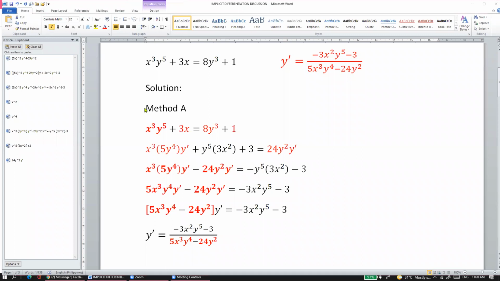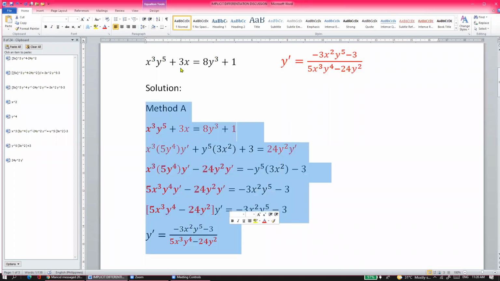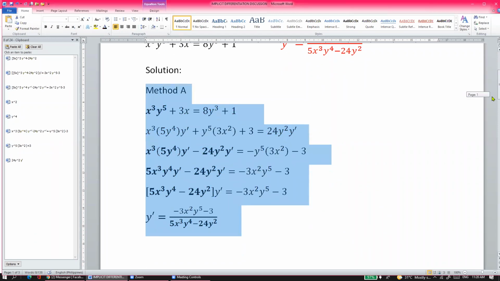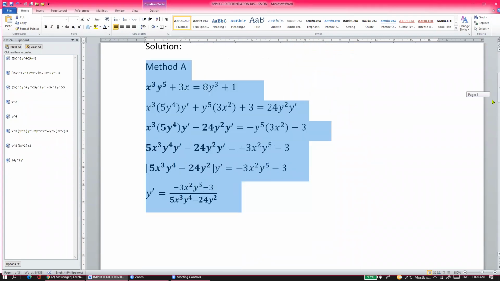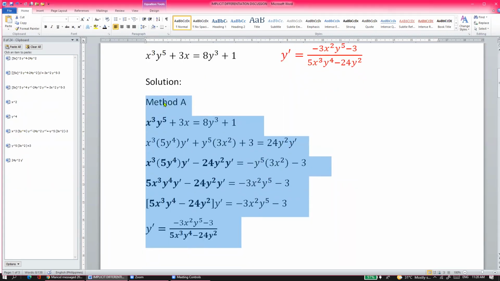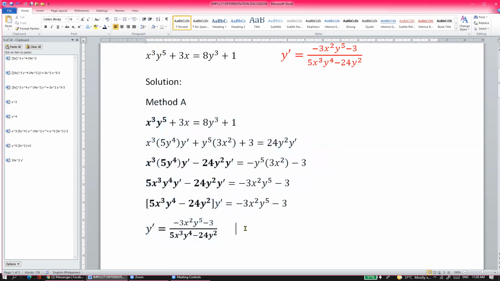Parehas po lamang ba? Yes po. Okay, so this is now the method A. Now I will also show you the method B. Nakapareho lamang ng arrival ng sagot natin, so may ibang pamamaraan ng pagkakalculate. So allow me to type method B.